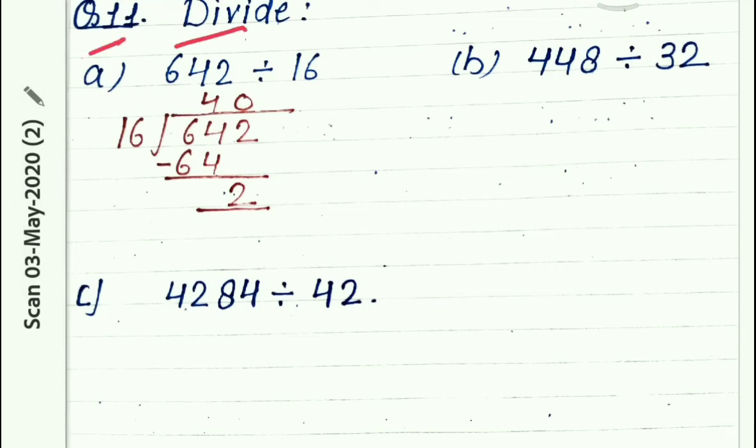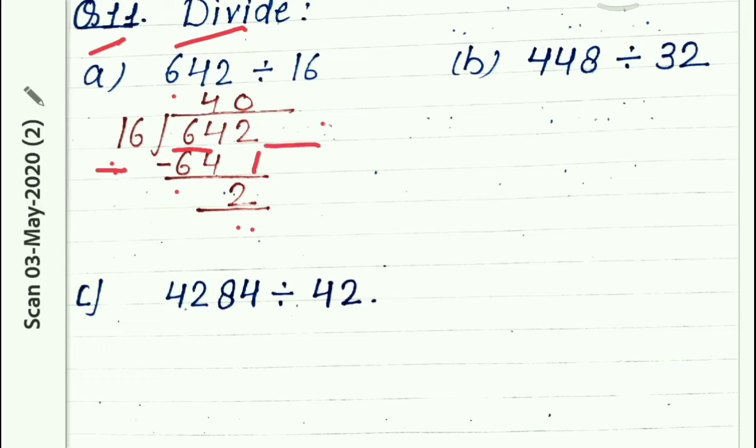Division is given: 642 divided by 16. I have the solution here also. We will divide 642 by 16. 16 into 64, here there are 2 digits, so we also take 2 digits. 16 into 64, how many times? 16 ones are 16, 16 twos are 32, 16 threes are 48, and 16 fours are 64. So 64 is completely divisible. Now 2 is left over; 16 into 2 is not divisible, and there is no digit left.